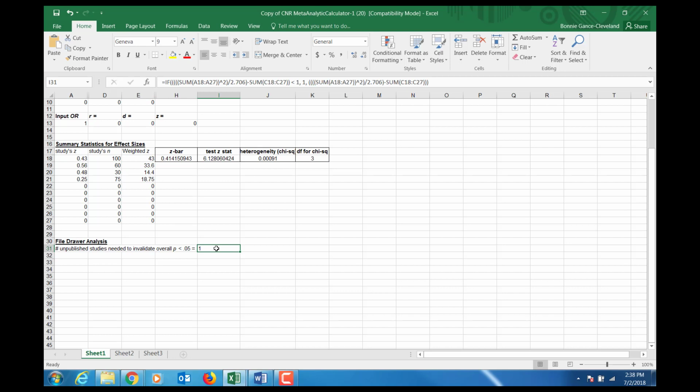And if you click right here on I-31, you'll see the formula for calculating the file drawer analysis is plugged into this worksheet for you. And so the number that appears here in this box tells you that only one unpublished study is needed to invalidate these overall findings. So you may have found overall that these were significant findings, but it only takes one unpublished study with different results to invalidate what you have done in this meta-analysis.